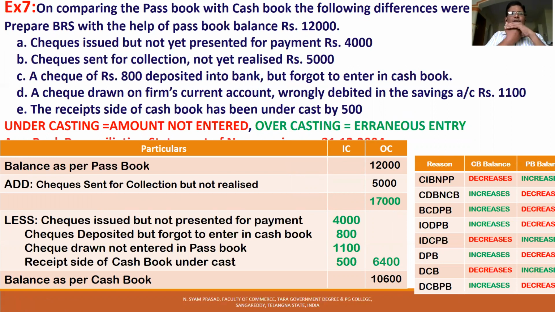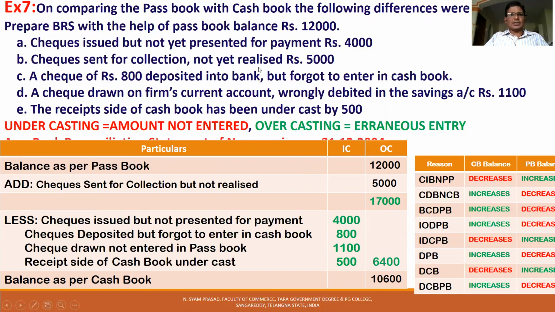So on comparing the passbook with that of the cash book, the following differences were found. Checks issued but not presented for payment. Given is the passbook balance, 12,000, taken here. If passbook balance increases, we have to deduct. If passbook balance decreases, we have to add. Check issued means cash book credit side, cash book decreases, passbook increases. So we have to deduct. Checks issued but not presented for payment, 4,000 less.